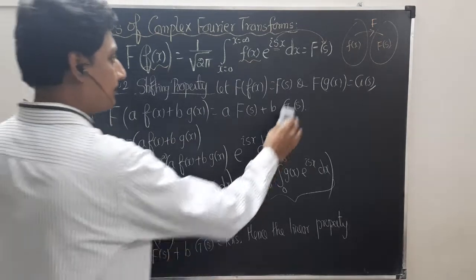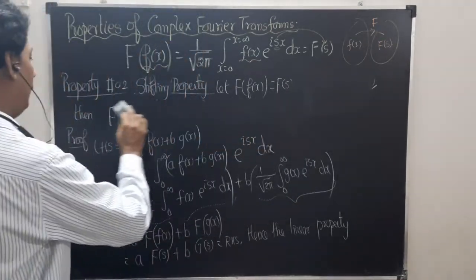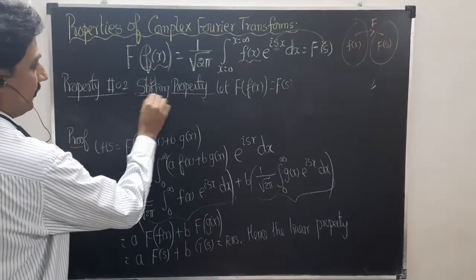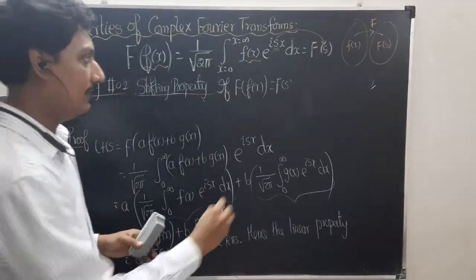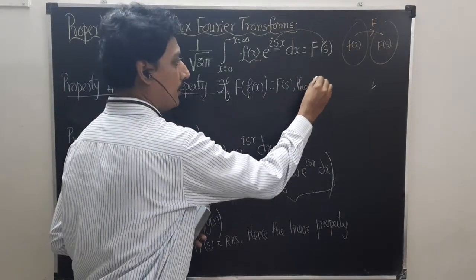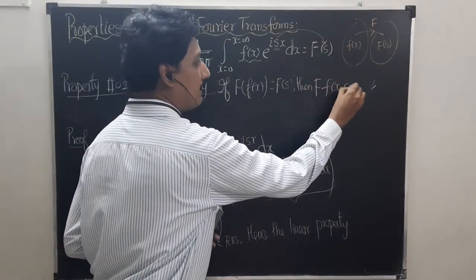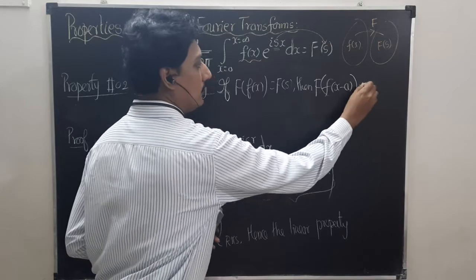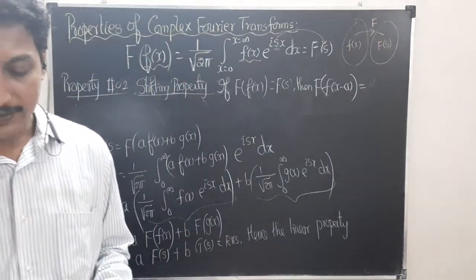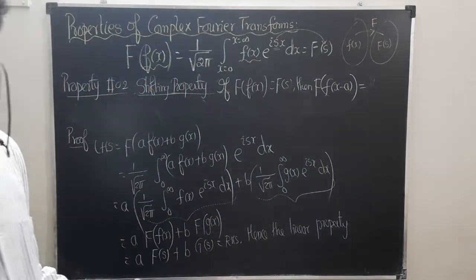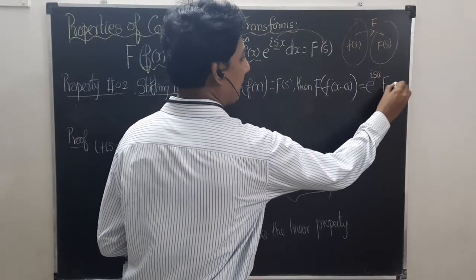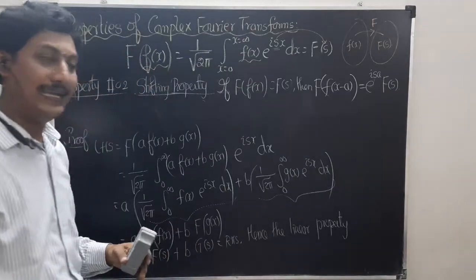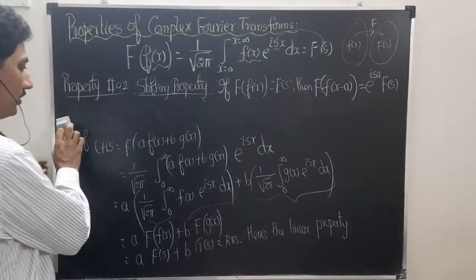So what does the shifting property say? If the Fourier transform of f of x is f of s, then the Fourier transform of f of x minus a is equal to e to the power i s a into f of s. So what's the proof here?